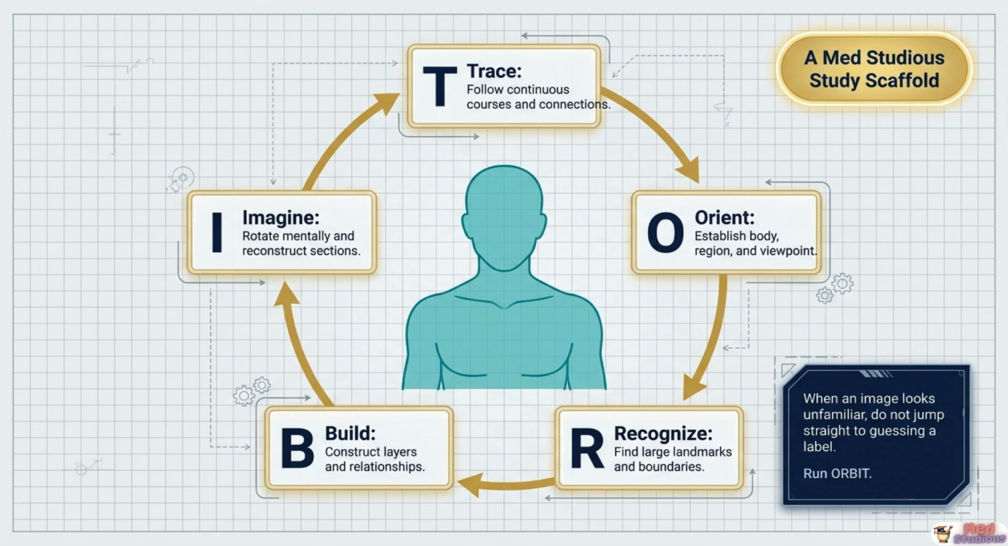ORBIT is not an official anatomical term. It is simply a study scaffold that forces you to think in the right order. When an image looks unfamiliar, do not jump straight to guessing a label. Run ORBIT. That habit will follow us through gross anatomy, neuroanatomy, imaging, and even exam spotters.